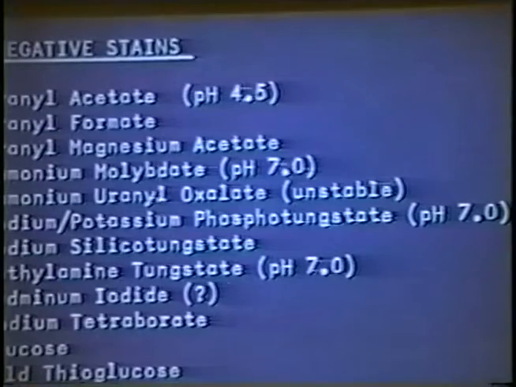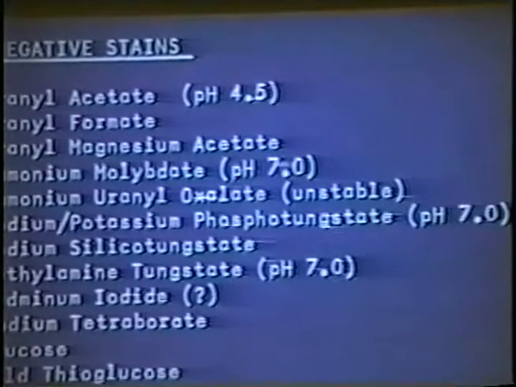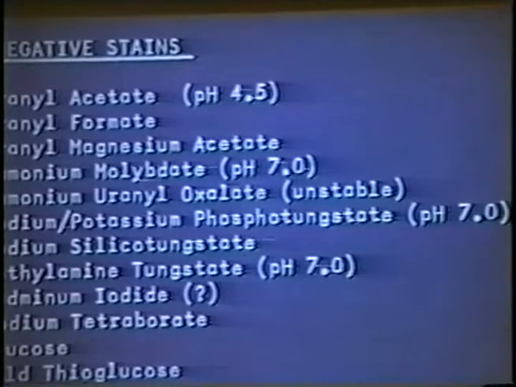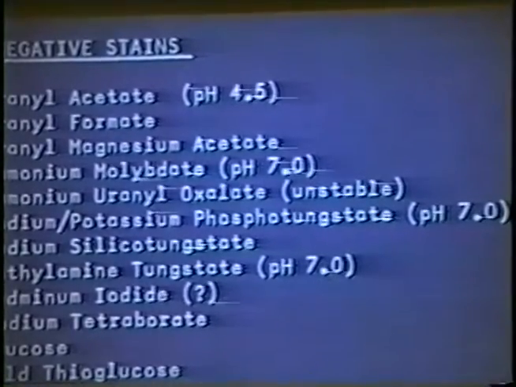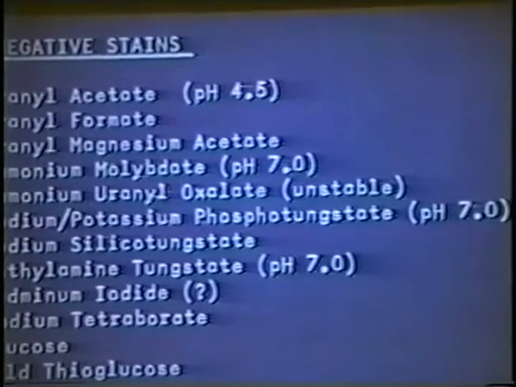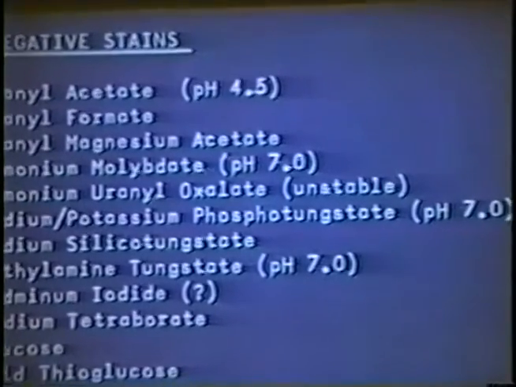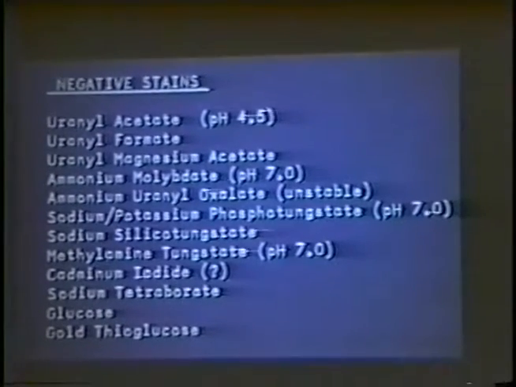The main negative staining salts used by transmission electron microscopists are listed on the next slide. In most cases, these stains are used as 2% solutions at neutral pH. Uranyl acetate cannot be neutralized and has to be used as a slightly acidic solution. The ammonium uranyl oxalate complex can be neutralized, but it is very photolabile and needs to be used when freshly made.